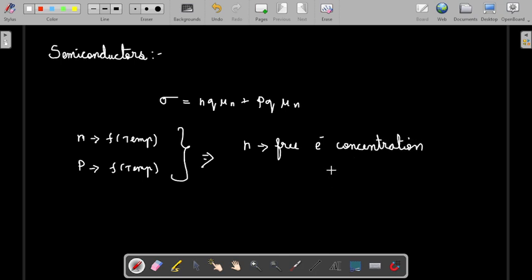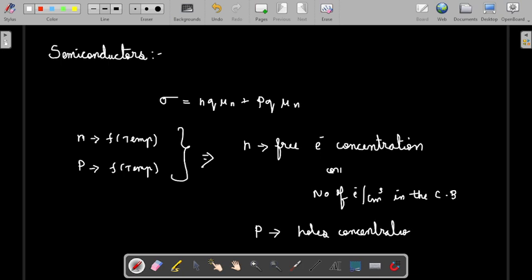Free electron concentration, or we can even state it like this: the number of electrons in a cubic centimeter in the conduction band, because that is what we are representing with n, right? If it were p, it would be the valence band. So if it is n, that will be in the conduction band. Same for p, that will be free holes. This is the holes concentration, hence in the valence band. Okay, so this you guys know.